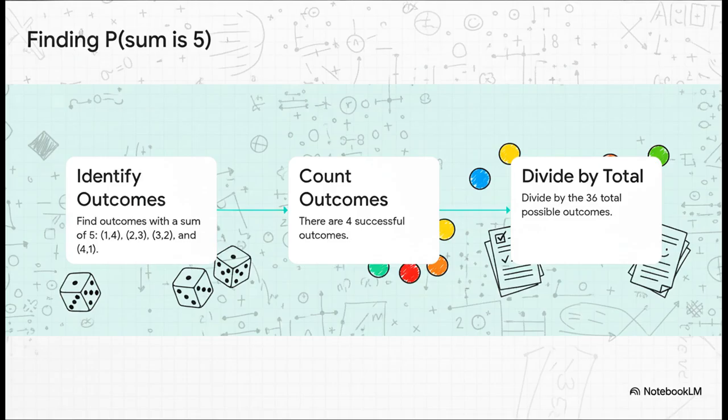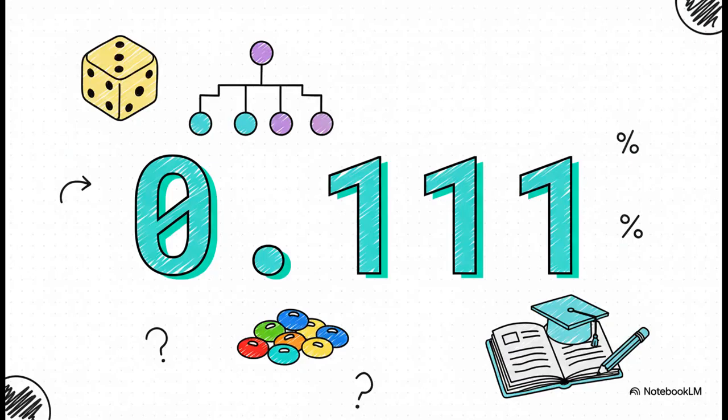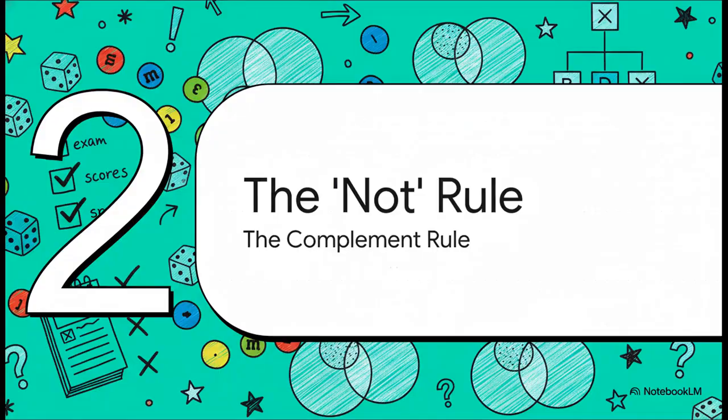The last step? Just divide that number, 4, by the total number of possibilities, which is 36. And boom, there's our answer. The probability of rolling a sum of 5 is 4 out of 36, which is about an 11.1% chance. See? Our model gave us a super precise answer. No guesswork needed.